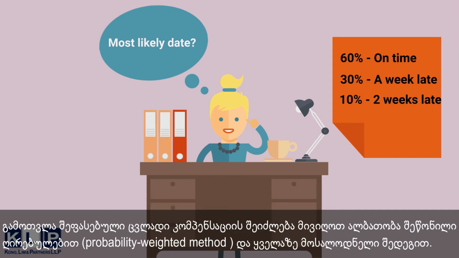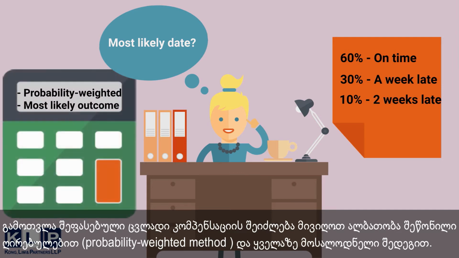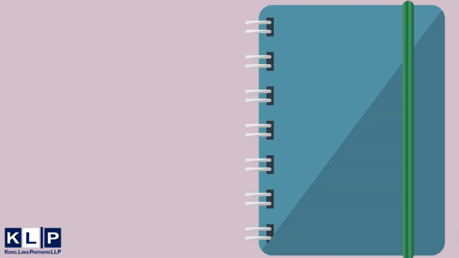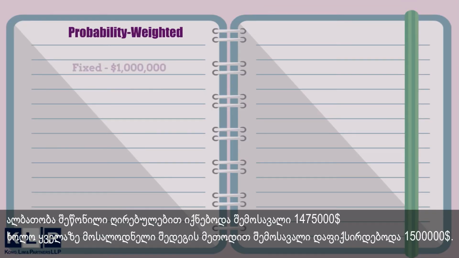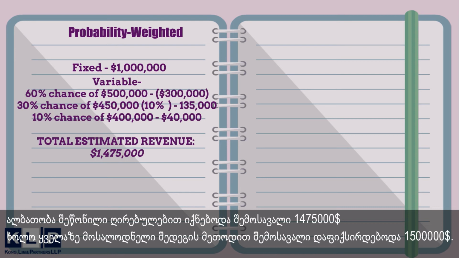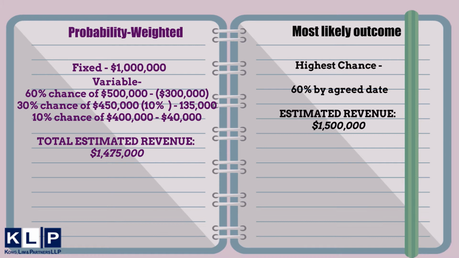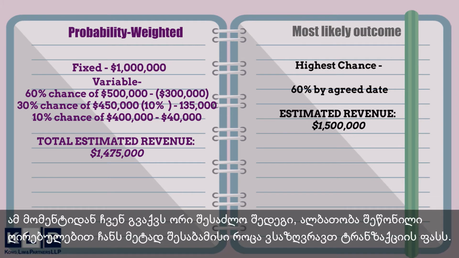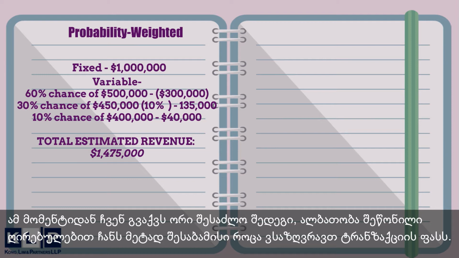Calculate the estimated variable consideration to be received by Entity A based on a probability-weighted method and the most likely outcome. Using the probability-weighted method, the total estimated revenue would be $1,475,000. In the case of the most likely outcome, the estimated revenue would be $1.5 million. Since there are more than two possible outcomes, the probability-weighted method should seem more appropriate.